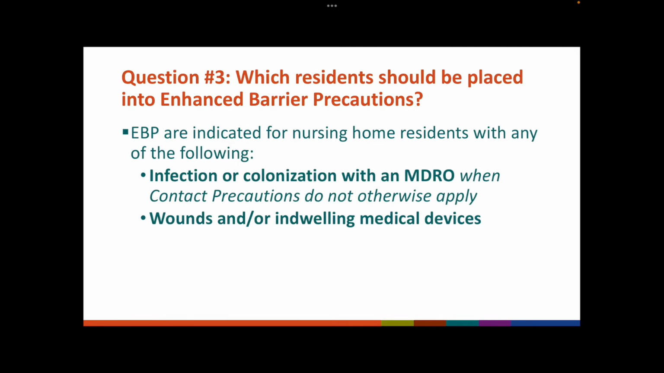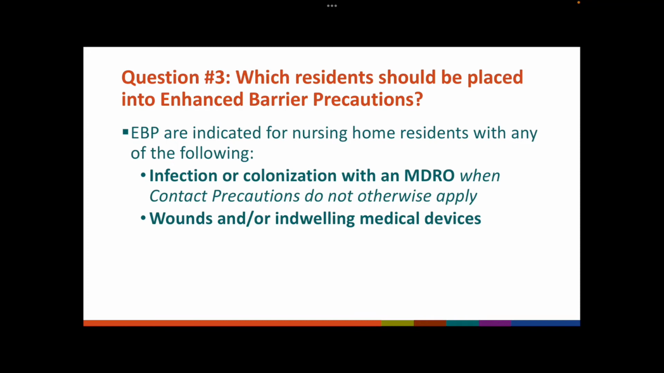Which resident should be placed into enhanced barrier precautions? Assuming contact precautions do not otherwise apply, enhanced barrier precautions are recommended for residents with any of the following. Number 1, an infection or colonization with an MDRO, or number 2, a wound or indwelling medical device, even if the resident is not known to be infected or colonized with an MDRO.